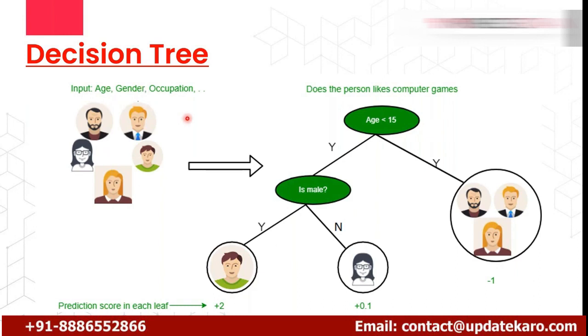So what we are checking is, depending upon their different inputs, their different features like age, gender, occupation, we are asking questions. This is a question-based model, I can say. Let's say if age is less than 15. How did we get this value, age is less than 15, and then split my data?